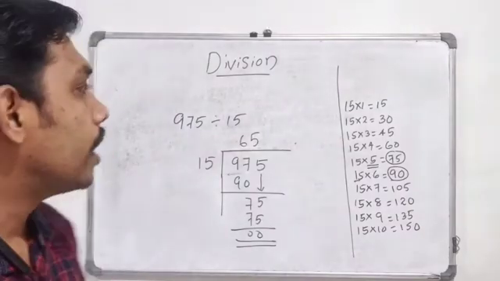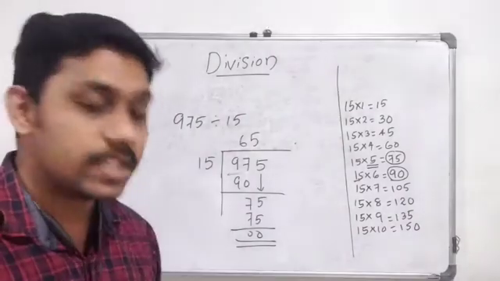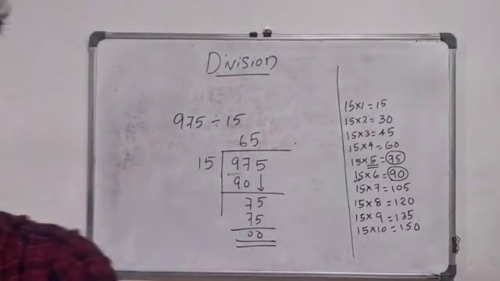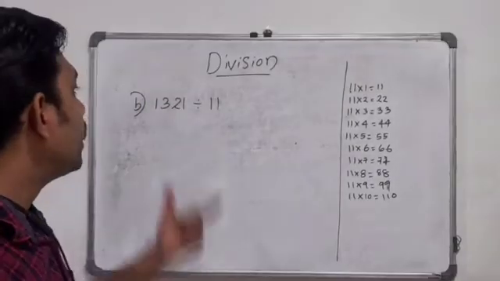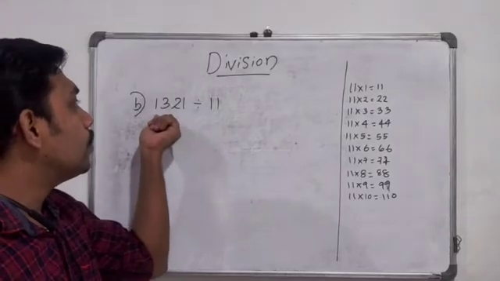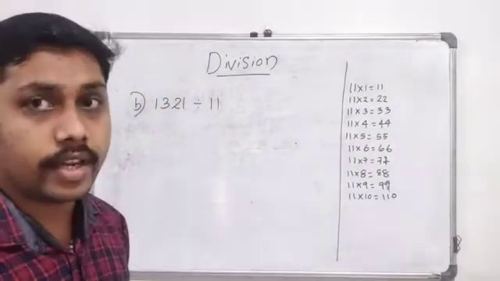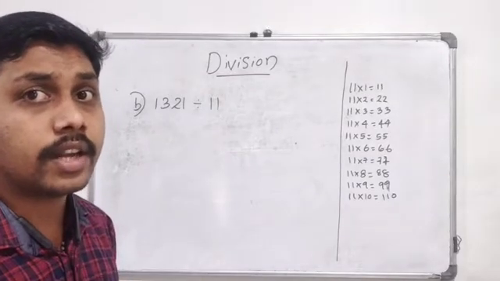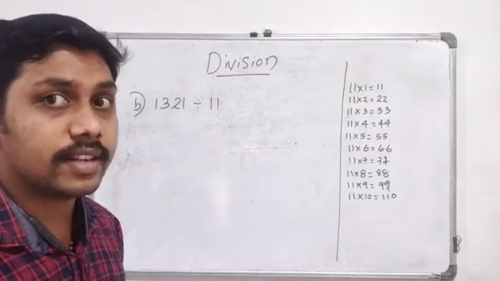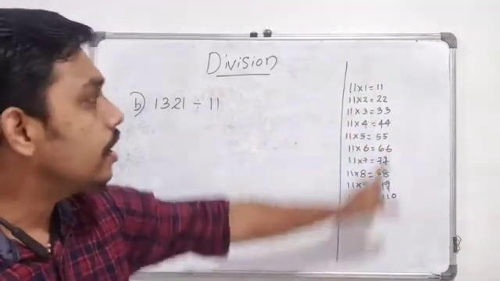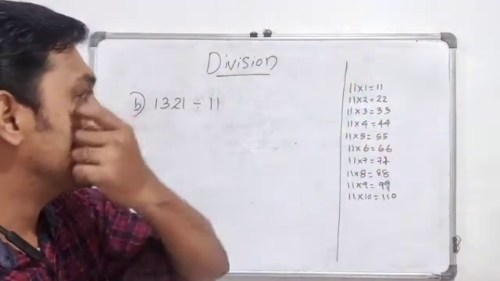Okay students, now we are moving to the next question. The next question is 1321 divided by 11. Here the dividend is 1321 and the divisor is 11. So we need to know the multiples of 11. Okay, I have already written the multiples of 11 here.